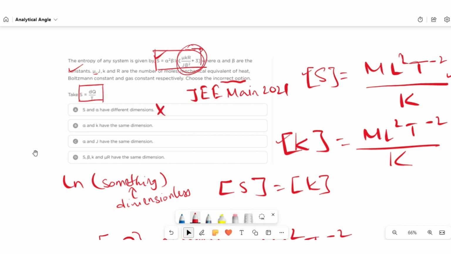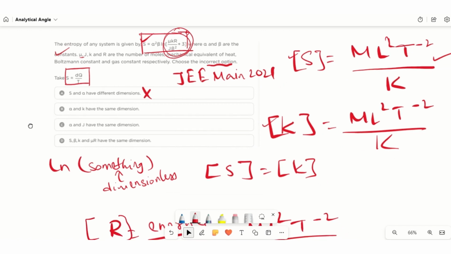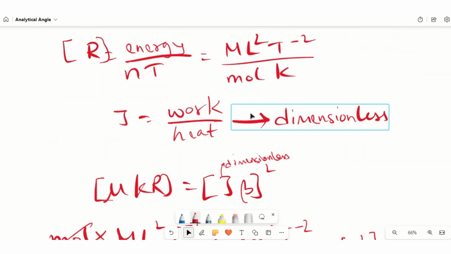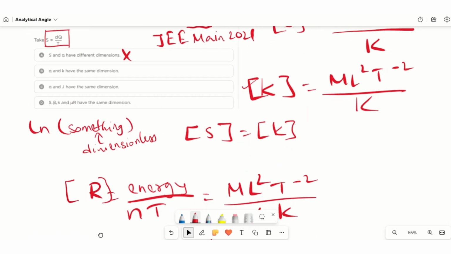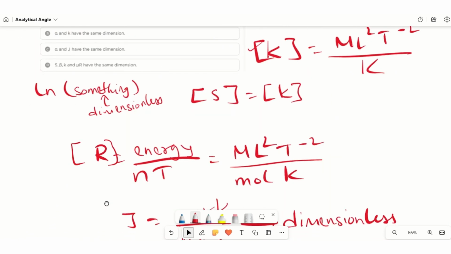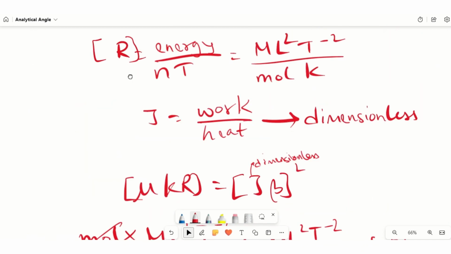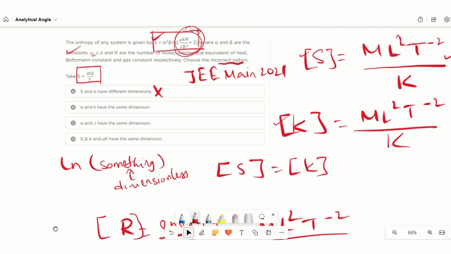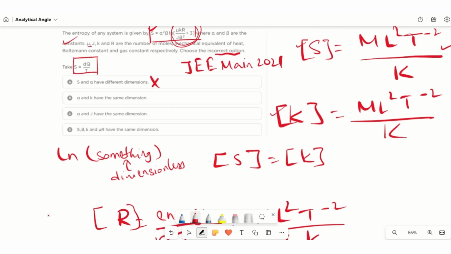Alpha and K have the same dimension. K, we know, is M L squared T to the power minus 2 by K. Alpha, what was alpha? Alpha is dimensionless. So this one is wrong. So this should be our correct answer. Still we check the other ones.